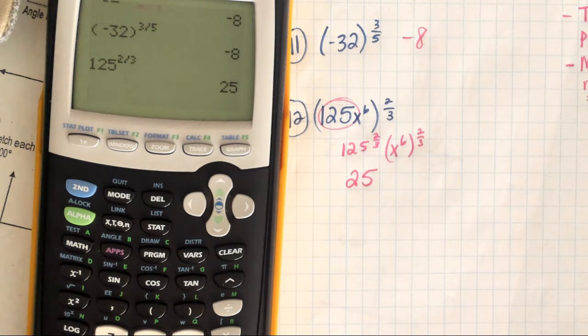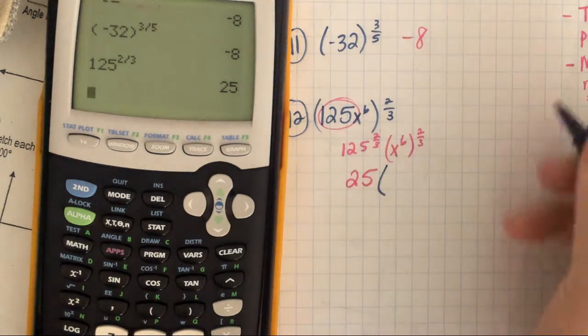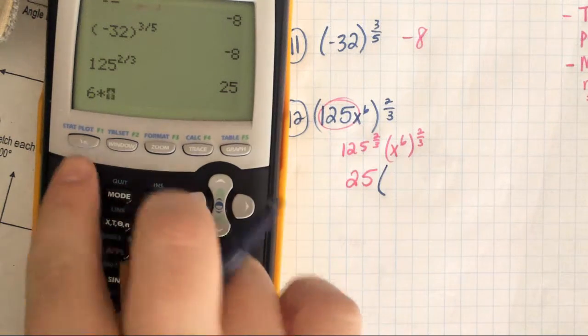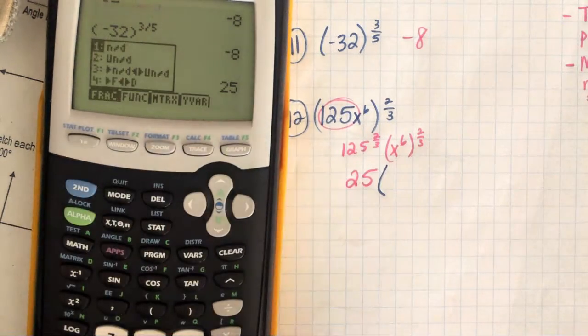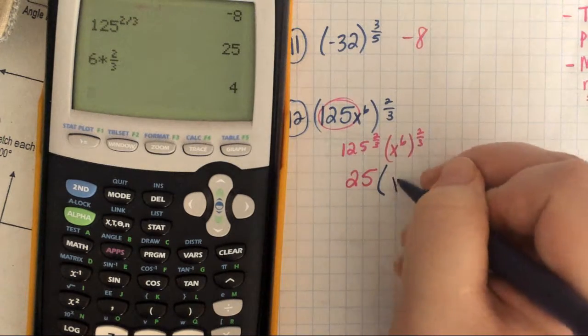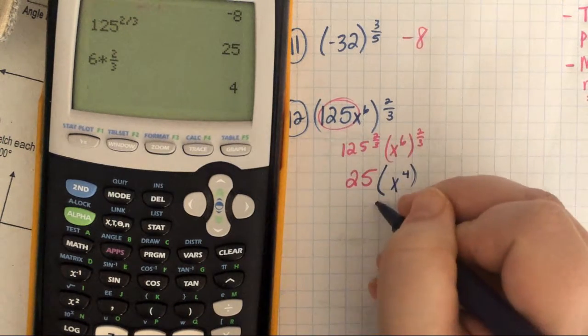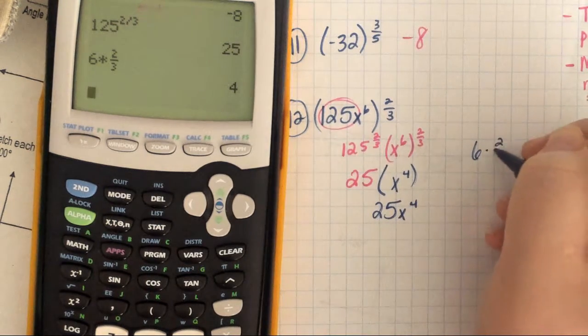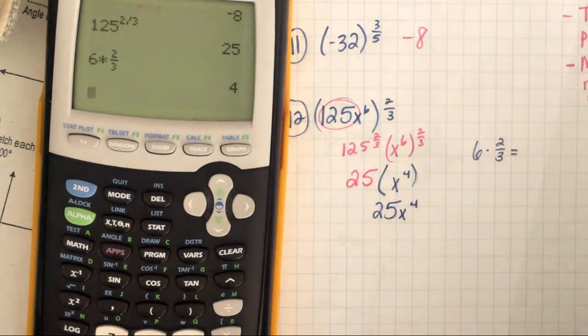You don't add. Yes, you multiply. So it's supposed to be 6 times 2/3. Alpha y equals 2/3. I get 4, so x to the 4th. So my answer is 25 x to the 4th. I did 6 times 2/3 because I was raising a power, so I multiplied my exponents. I got 4, so it's 25 x to the 4.